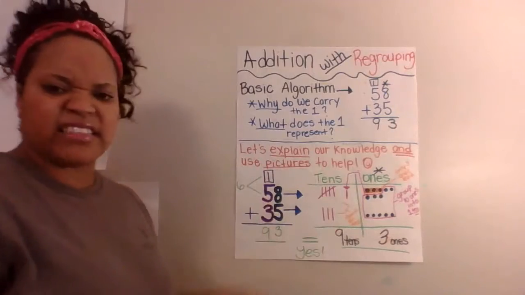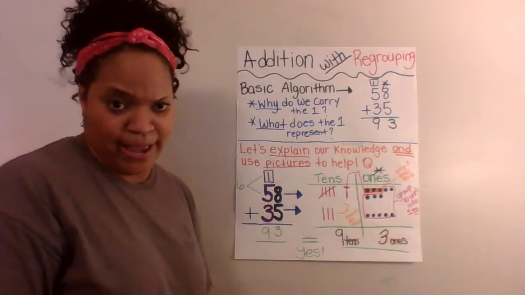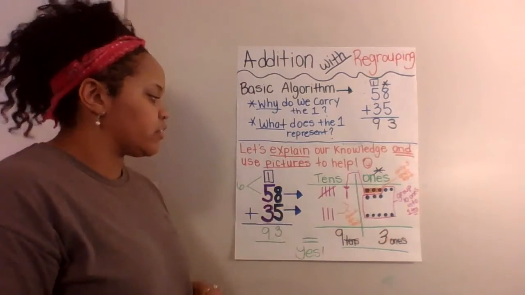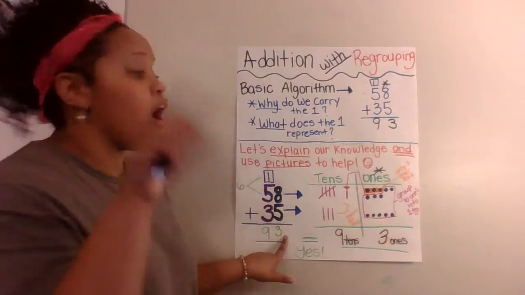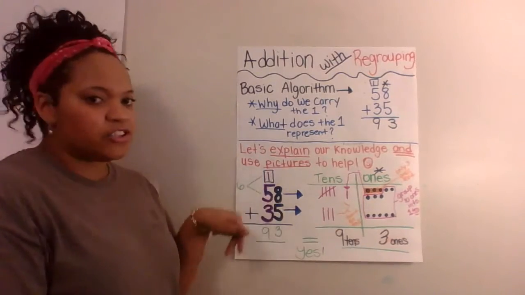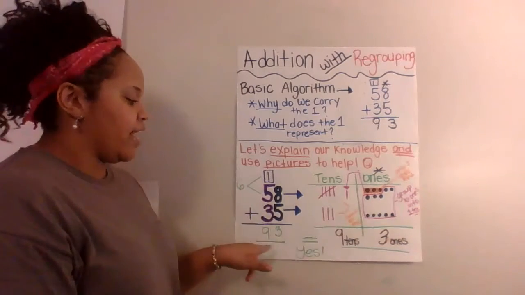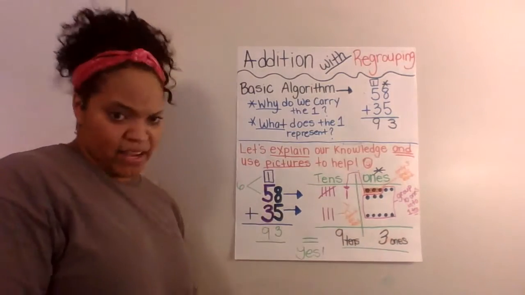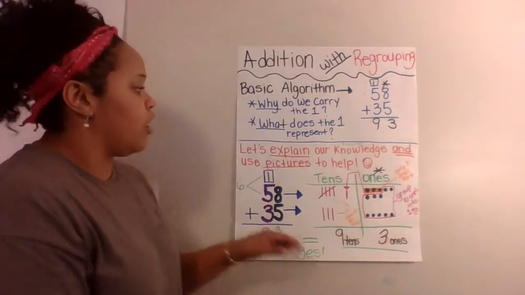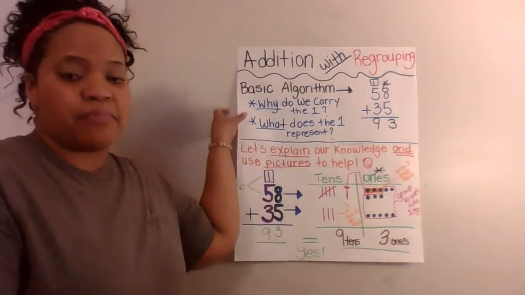Okay, let's look over here. Let's see if we did it the old-fashioned algorithm way. And we say 8 plus 5 is 13. Write my 3. Carry my 1. And add straight down. 1 plus 5 is 6. 6 plus 3 is 9. 93. 9 tens, 3 ones, that equal? Yes. So that right there shows you an example of what we're doing.